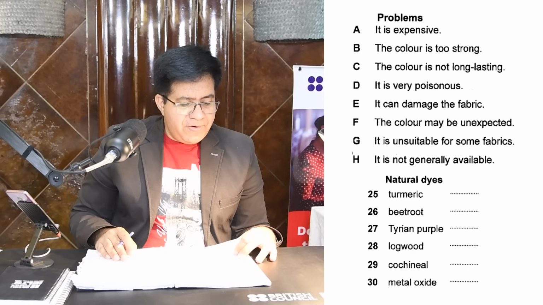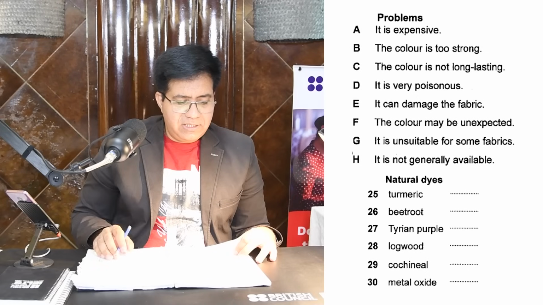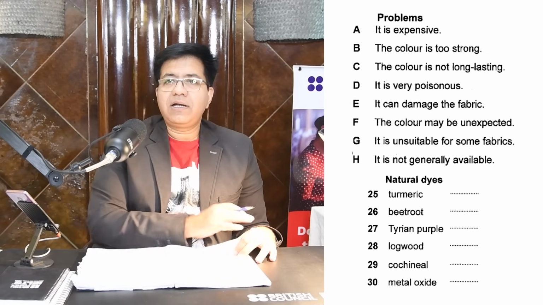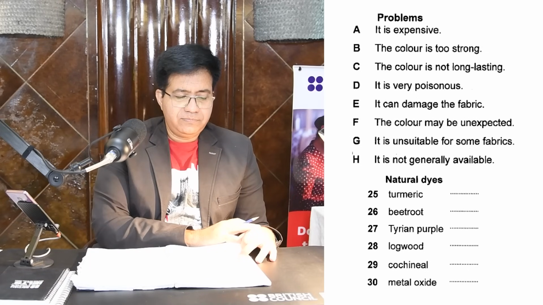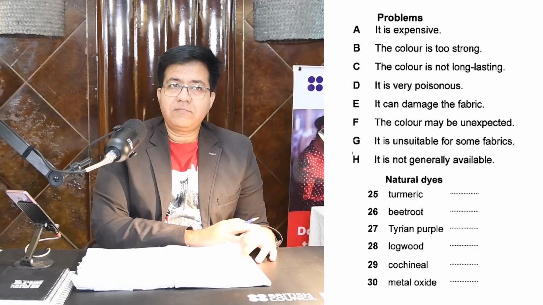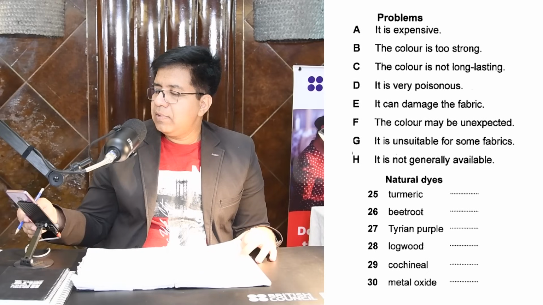Next, question number 30, metal oxide. I also read about using metal oxide. Apparently you can allow iron to rust while it's in contact with the fabric, and that colours it. Yes, that works well for dyeing cotton. But you have to be careful as the metal can actually affect the fabric, and so you can't expect to get a lot of wear out of fabric.